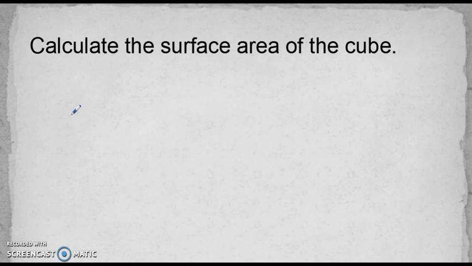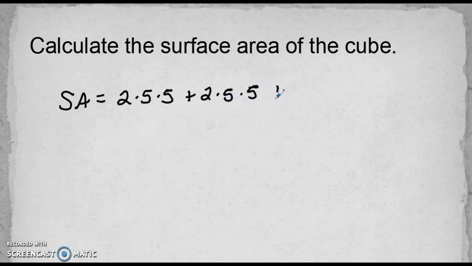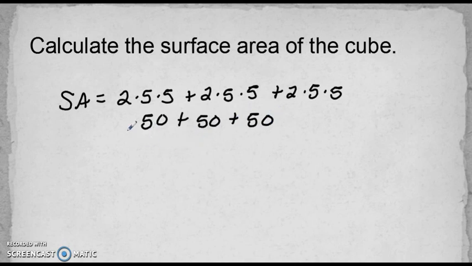Since each side is 5, the surface area will be equal to 2 times the length times the width plus 2 times the length times the height plus 2 times the width times the height. 2 times 5 is 10, times 5 is 50. Therefore, if I add all of those together, I get 150 centimeters squared. That would be our surface area.